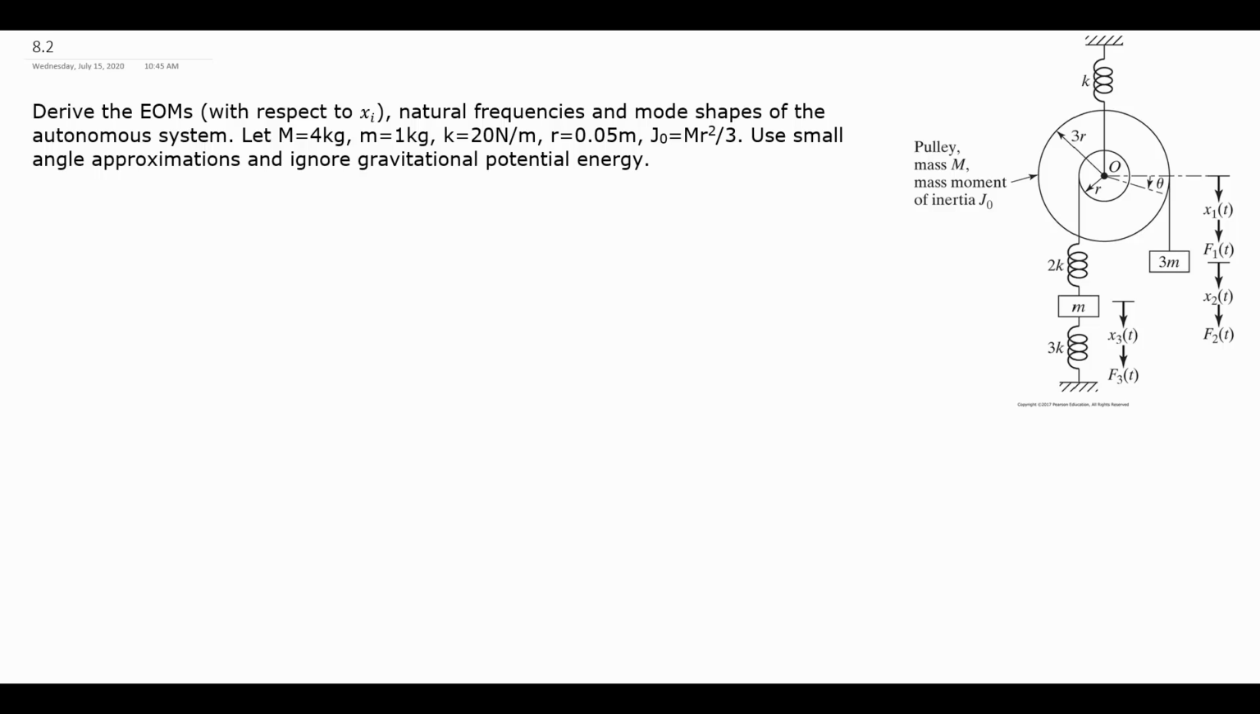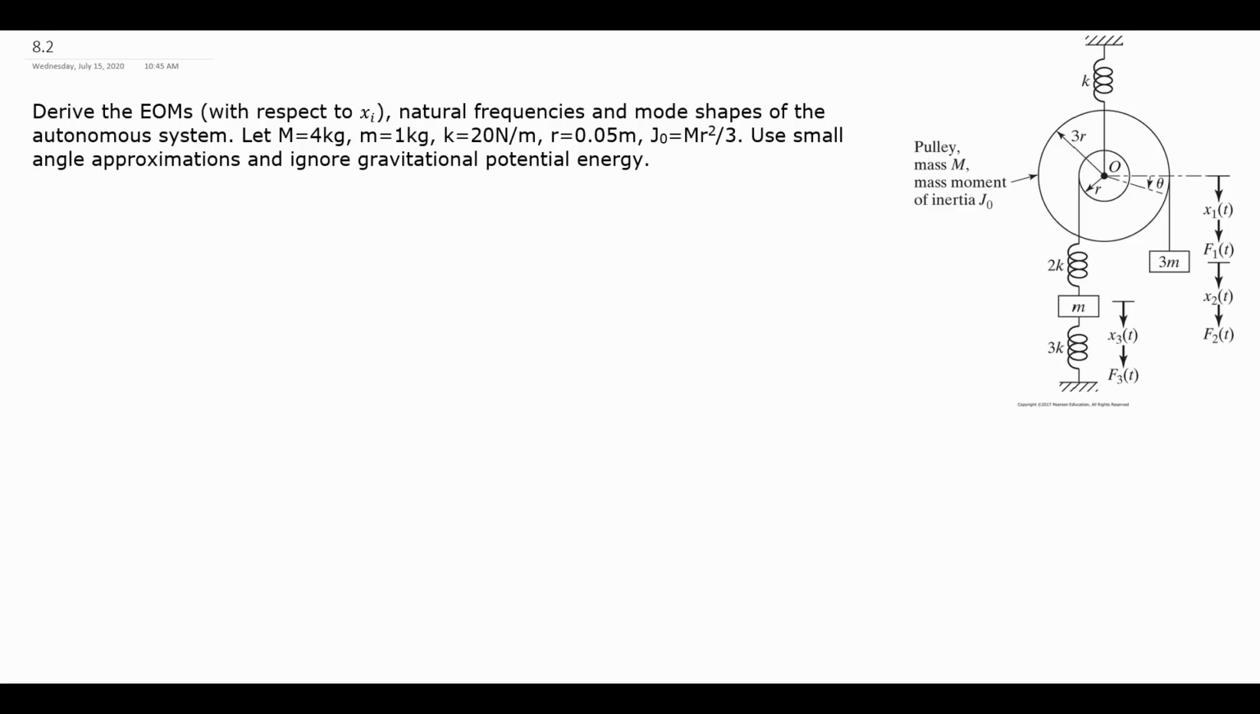In this problem, we want to derive the equations of motion, the natural frequencies, and the mode shapes of this autonomous system. Specifically, we want to find the equations of motion in terms of our x's, x1, x2, x3. We're going to see through this problem that the system has three independent degrees of freedom. So we'll get the three equations of motion in terms of that.